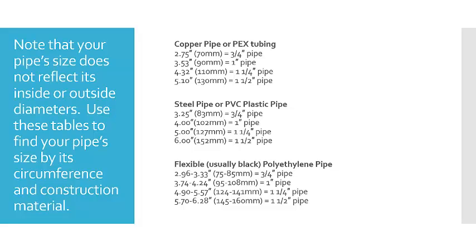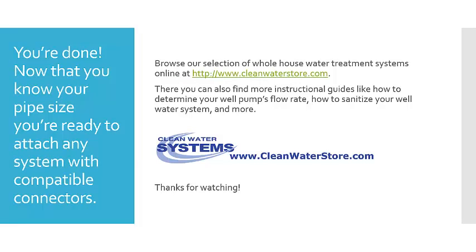Note that your pipe size does not reflect its inside or outside diameters. Use these tables to find your pipe size by its circumference and construction material. And you're done. Now that you know your pipe size, you're ready to attach any system with compatible connectors.